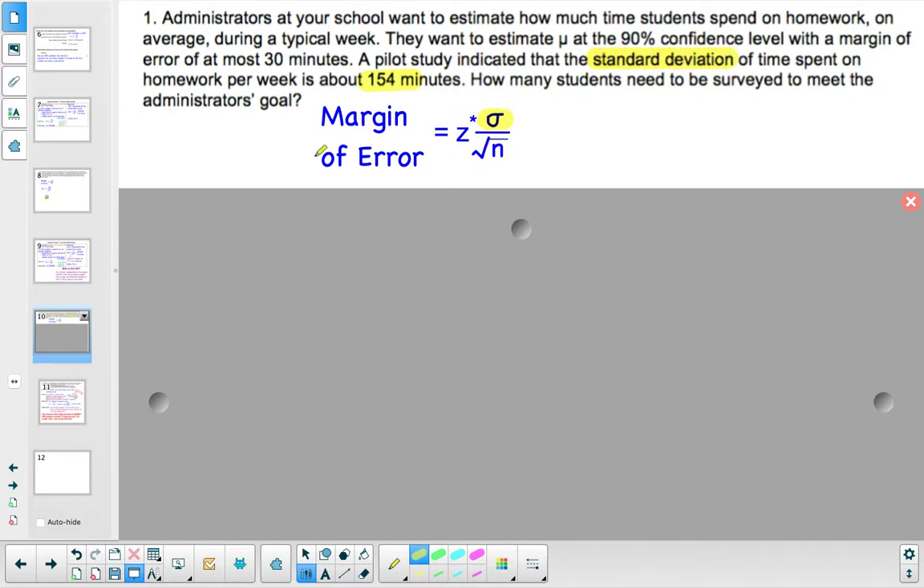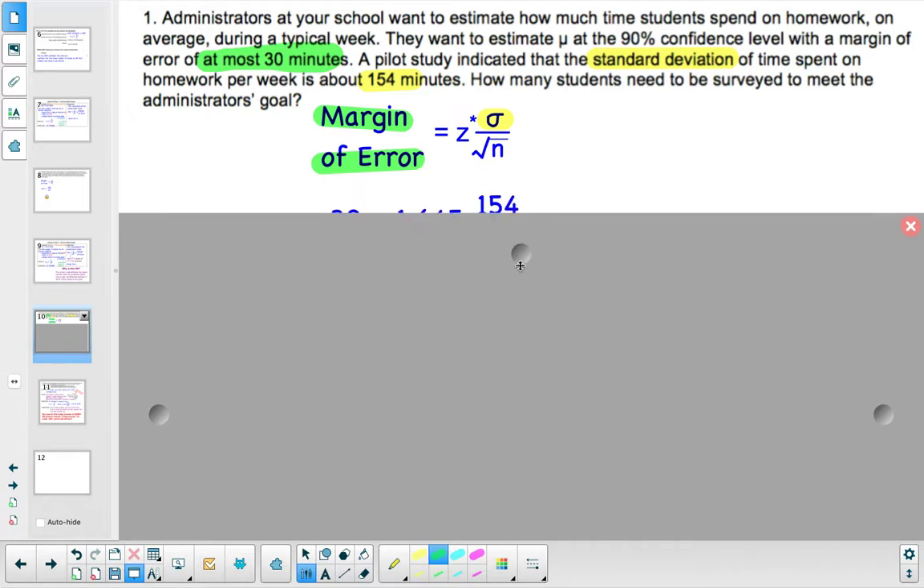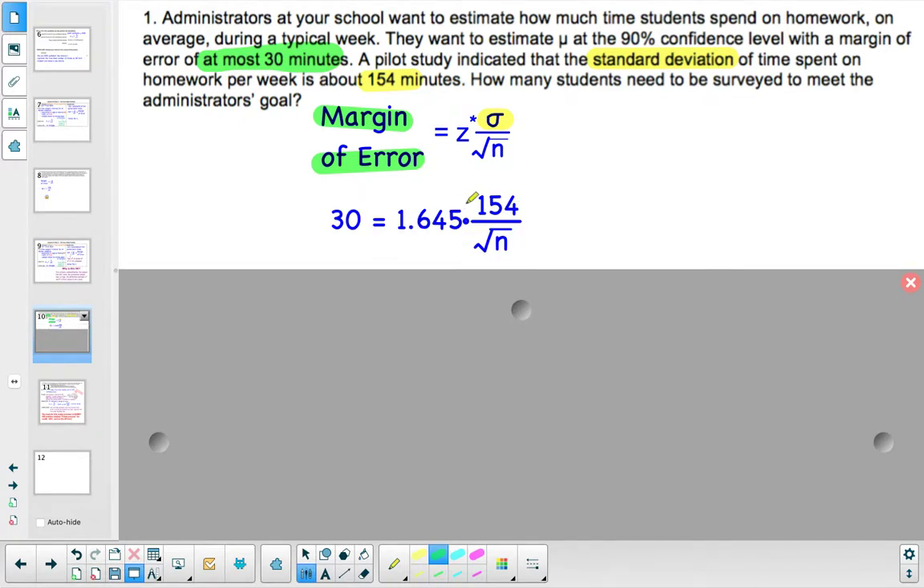Our goal is to find n, and they said they want our margin of error to be at most 30 minutes. So notice that's not a proportion anymore. It has the units of what you're measuring, so time. So 30 equals, now this Z critical value for a 90% confidence interval, 1.645. You can get that with the table. I like to get it from the T table and just go down to degrees of freedom infinity, 90% confidence. Or you can do inverse T of 5% because there's 5% in the tails. And you're going to solve for n.